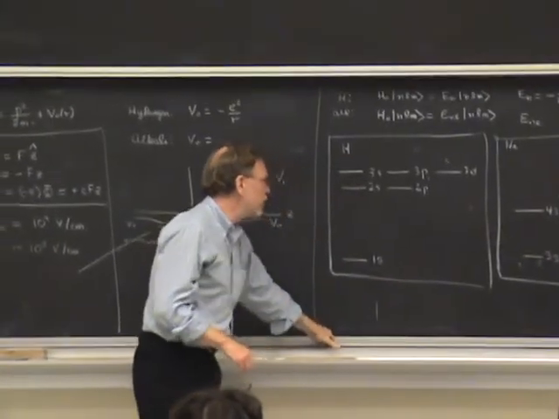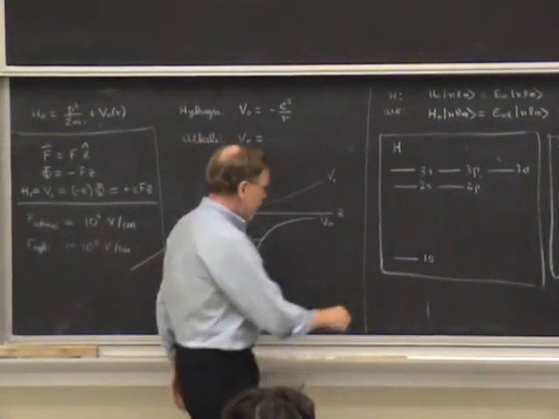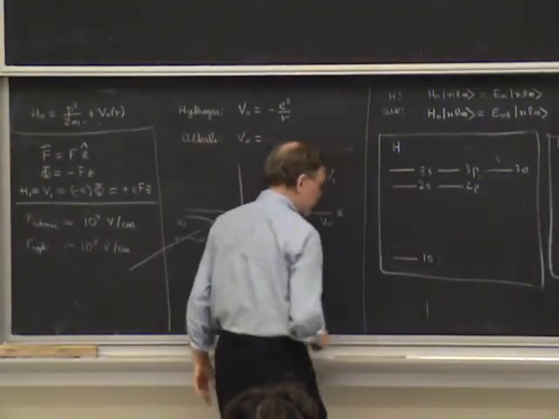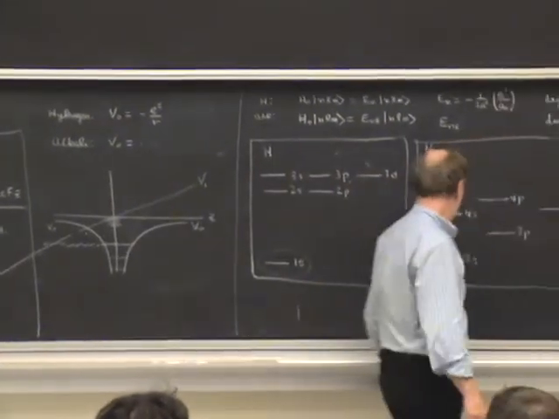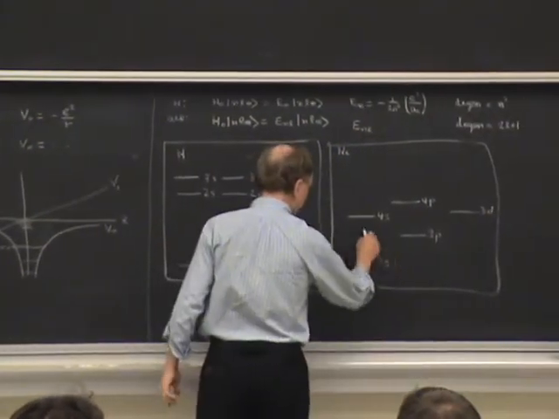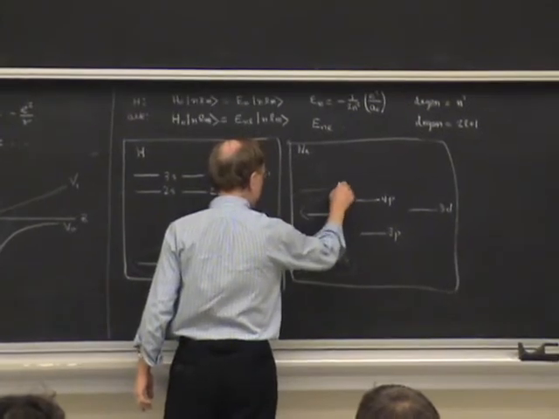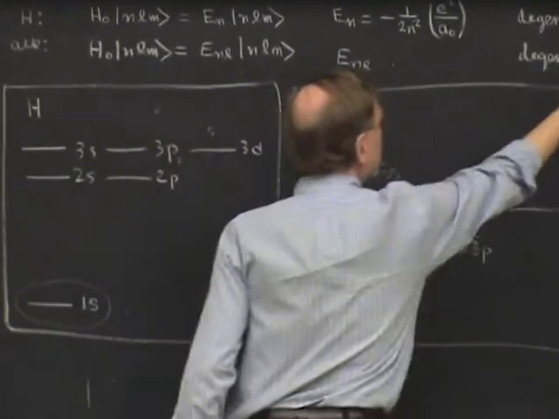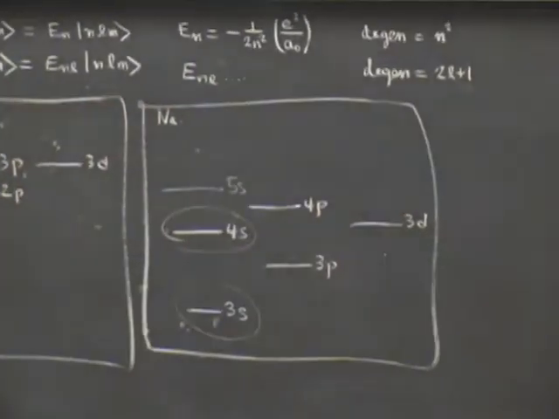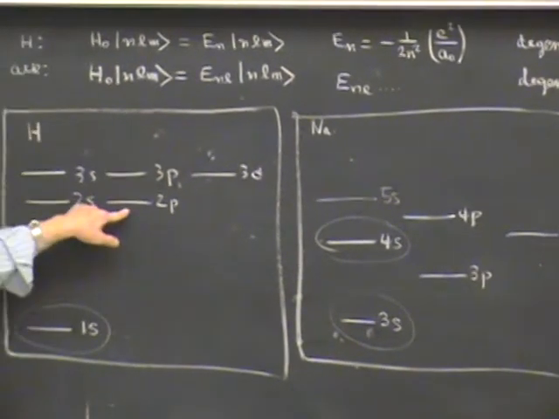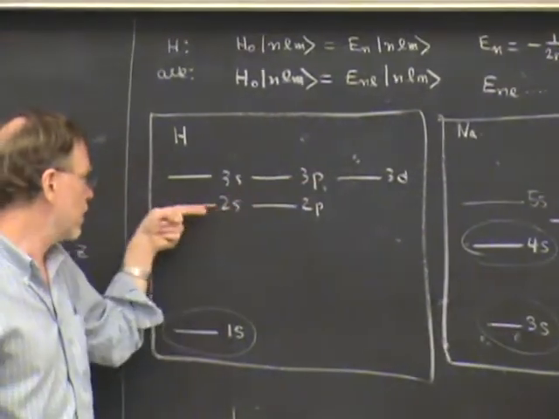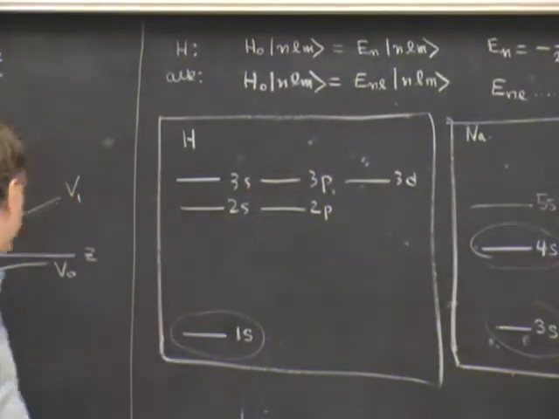we need to study unperturbed energy levels which are non-degenerate. This would include the ground state of hydrogen, which is non-degenerate because it's n equals 1, so n squared is 1. It would include any of the s levels of the alkalis, for which 2l plus 1 is equal to 1. It does not include the higher excited s levels of hydrogen because they're degenerate with a higher angular momentum space. This is extra degeneracy in hydrogen here.